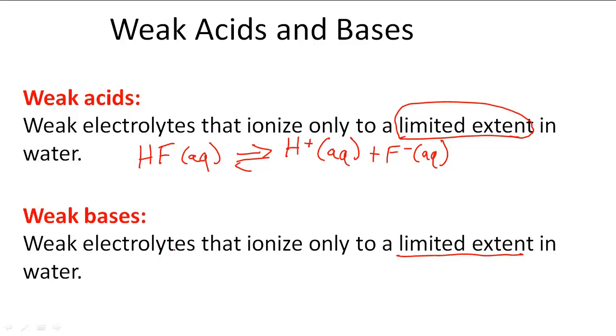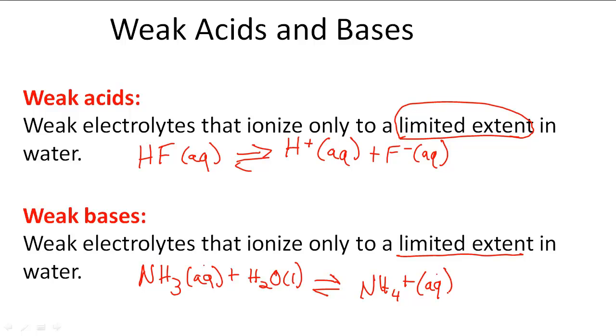Now, weak bases, let's take, for example, NH3 aqueous. It is going to be added to water, H2O, and then we're going to use the reversible dissociation, and we're going to have NH4+ aqueous. It's accepting a proton, plus OH-, making OH- ions. So this only dissociates to, again, a limited extent, making it a weak base.